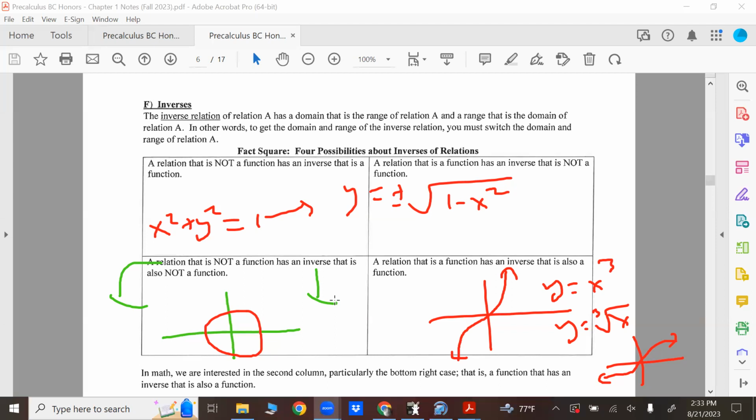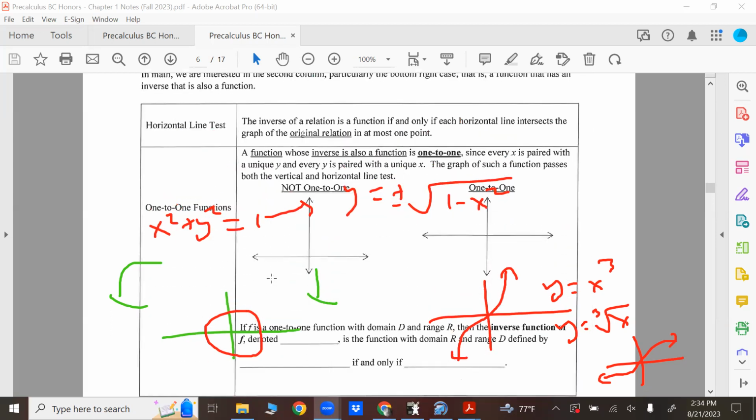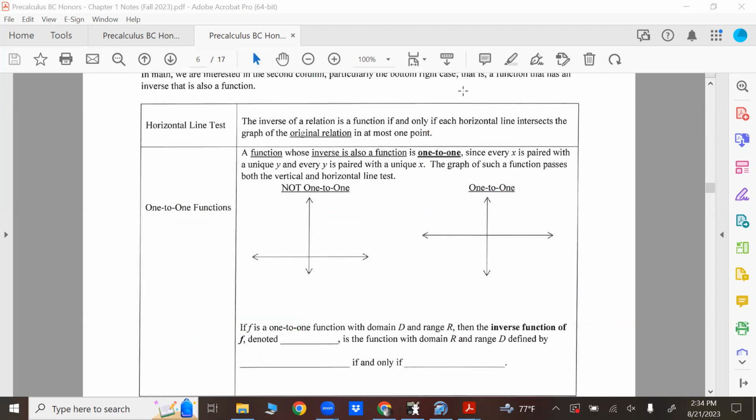And again, domain and range do switch. Like for y equals x squared, x equals y squared, we saw that happening. Domain and range do switch for inverses. Another rule you need to know is called the horizontal line test. The horizontal line test is for inverses. In order for the inverse to be a function, it has to pass the horizontal line test. So it's in addition to the vertical line test, right? The vertical line test is for the original relation. The horizontal line test is for the inverse.